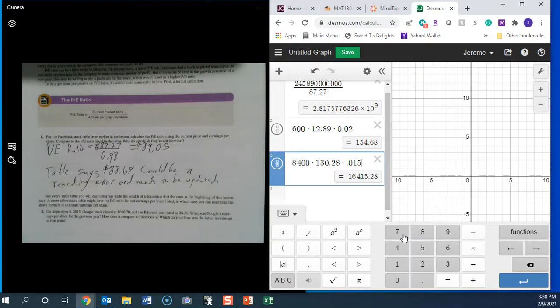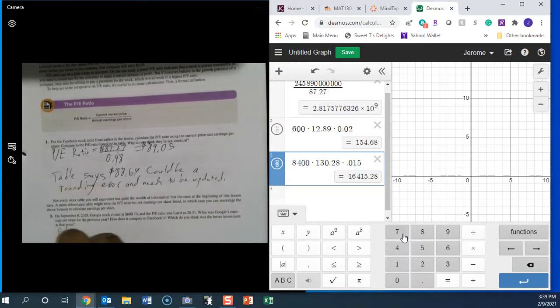So number 2, it says on September 8, 2015, Google stock closed at $600.70, and the price over earnings ratio was listed as 28.31. What was Google earnings per share for the previous year? How does it compare to Facebook? Which do you think was the better investment at that point?